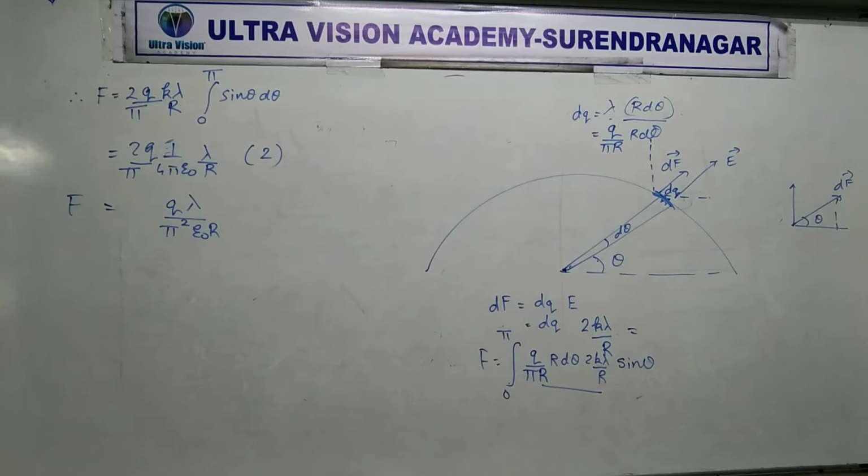Okay, 28. Dipole moment of a system of charge plus Q distributed uniformly on an arc of radius r subtending an angle pi by 2 at its center where another charge minus Q is placed.